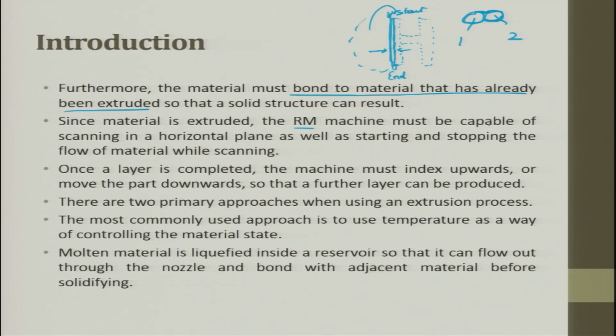So, that is what they say, must be capable of scanning in the horizontal plane as well as starting and stopping the flow of the material while scanning. Once a layer is completed, the machine must index upward or move the part downward so that the further layer can be produced. So, if this is the H, we are moving in one plane. What you write as H is just a single layer. Suppose let us assume that you wanted to make a 3-dimensional H. So, if I wanted to draw the plan view of it, suppose let us assume it is going to take, this is first layer, second layer, third layer.